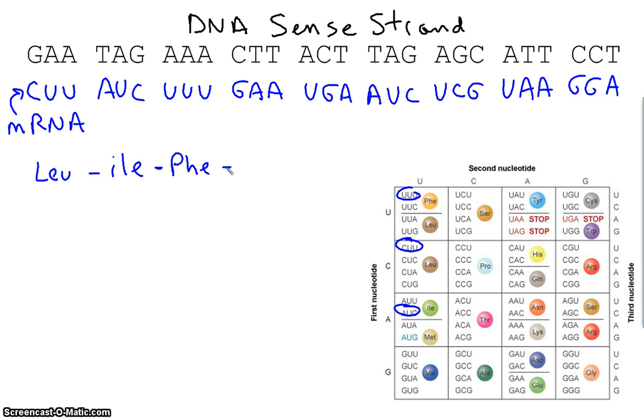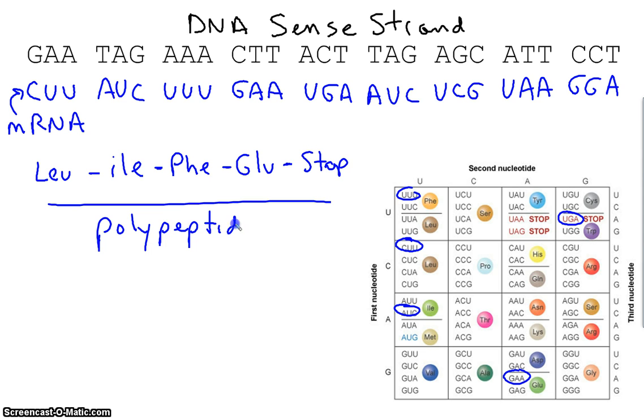GAA, glutamine. UGA, and that brings us to a stop codon. So in this case, we would read it, and this is where it would stop. The ribosomes would detach, and this would be our polypeptide.